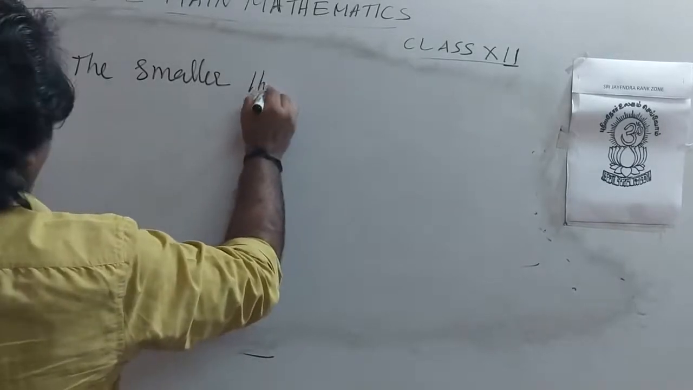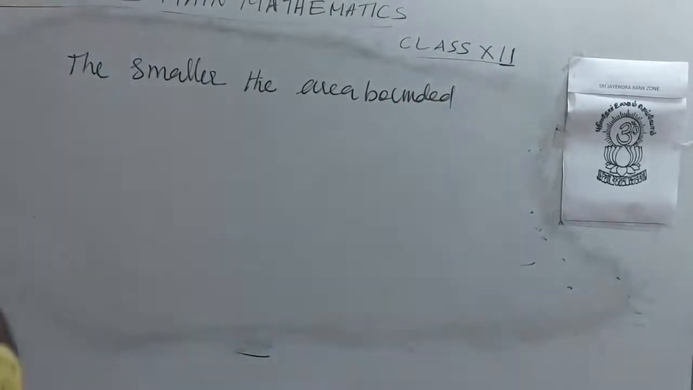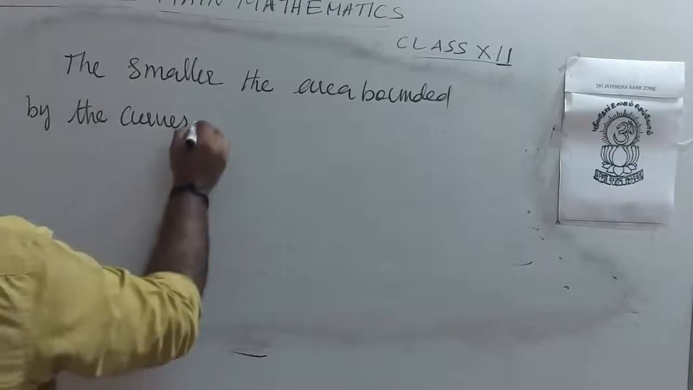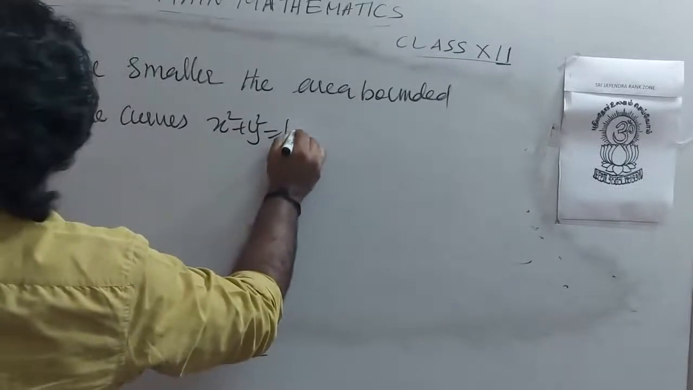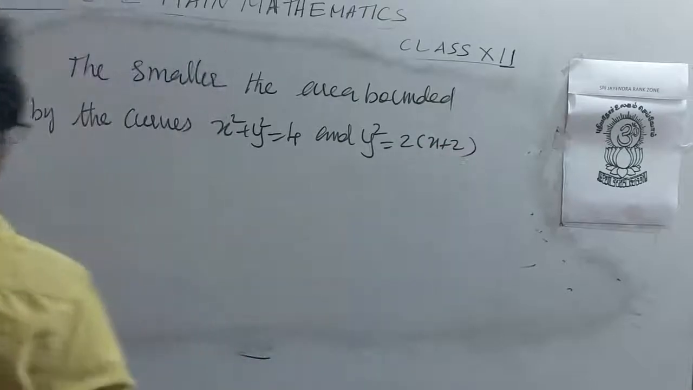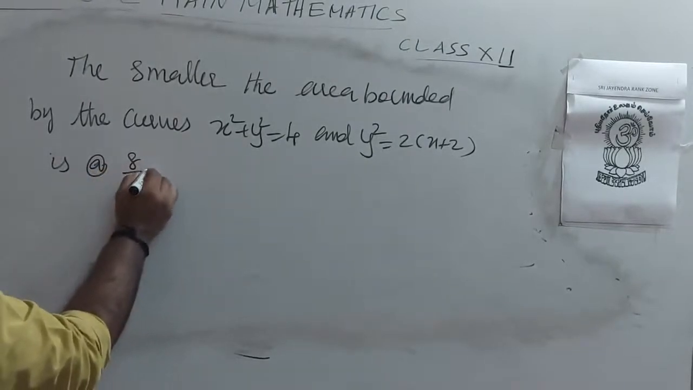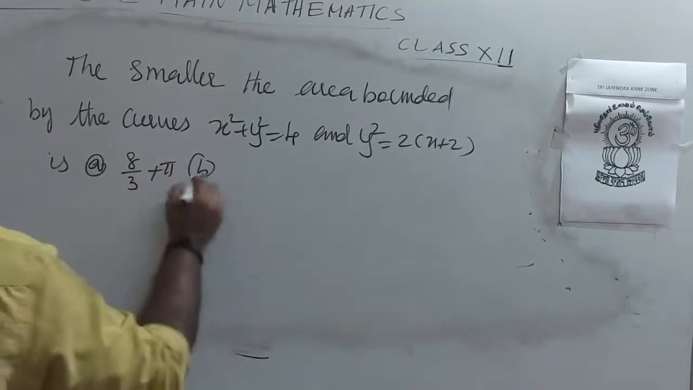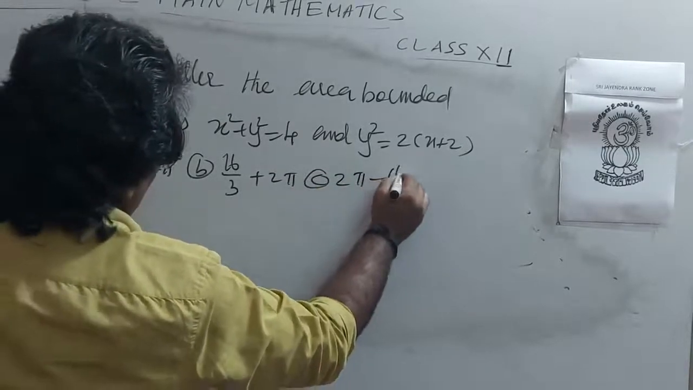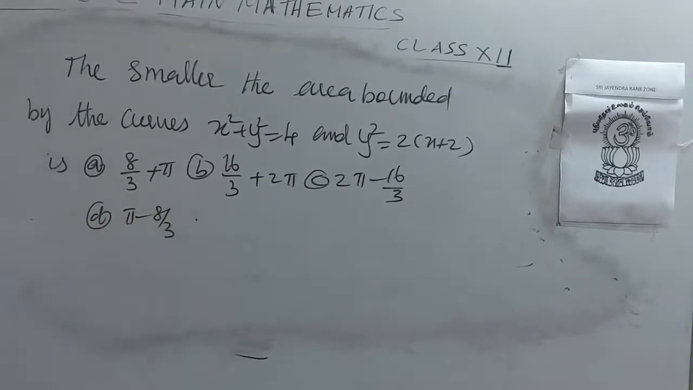The smaller area bounded by the curves x square plus y square equal to 4, y square equal to 2 into x plus 2 is: a, 8 by 3 plus pi; b, 16 by 3 plus 2 pi; c, 2 pi minus 16 by 3; d, 5 minus 8 by 3.